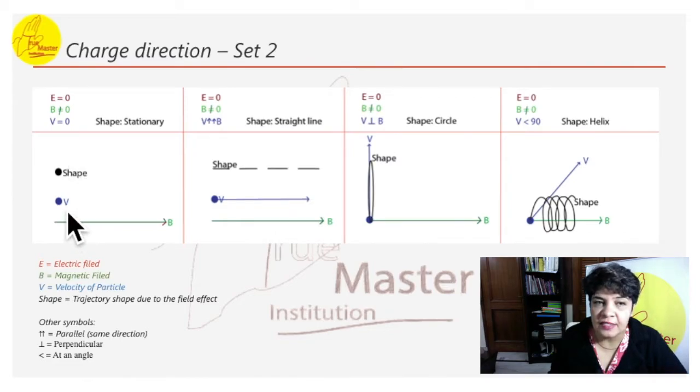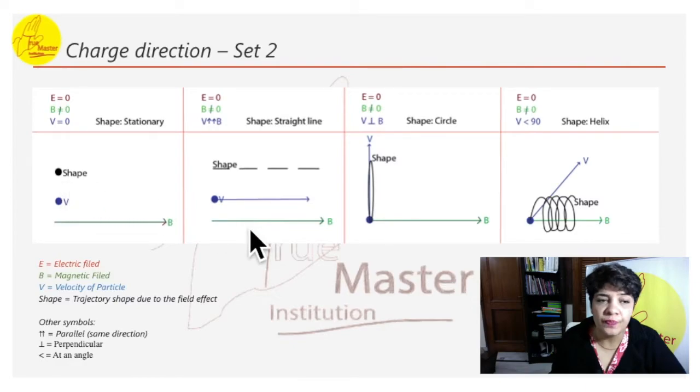Under these circumstances, what will happen? In case 1, the velocity of the charged particle is 0. Then the particle will remain stationary, as velocity is a required component for the magnetic field to have an effect. We know the formula here: force is equal to QVB. What is V? V is the velocity. If velocity is 0, force is 0. Therefore, the particle is also stationary.